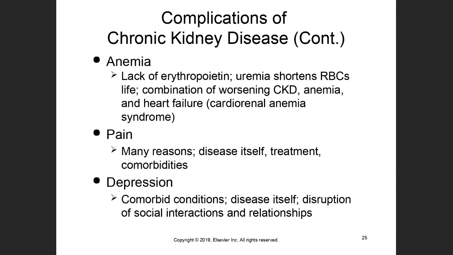Anemia, of course, you have a kidney problem. Remember that in the kidney we have the erythropoietin. If you don't produce the erythropoietin, then you decrease the production of red blood cells, and that leads to anemia. Pain and depression are not only in kidney problems. Any chronic condition can lead to depression, and you have to treat depression. Why? Because depression is extremely linked with suicide. That's why you have to treat depression in patients.